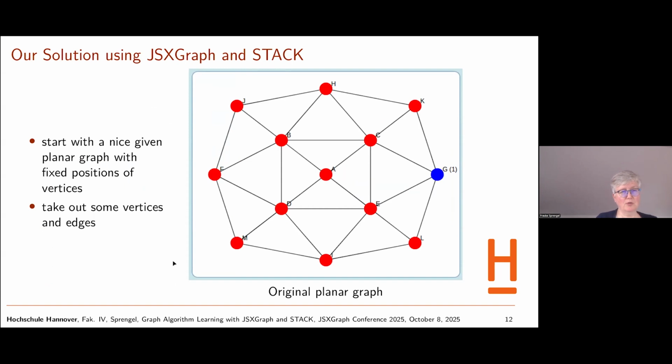And I have to say the most work was done by a student of mine, Shahab Abtabi, who did his bachelor thesis on this topic. He also came up with this idea, and it's really a nice idea. We start with a given graph, and you see it's a nice planar graph. The positions of the vertices are fixed. We have no crossing, of course. And if we take out some vertices and some edges, things stay planar, and we get some randomization.